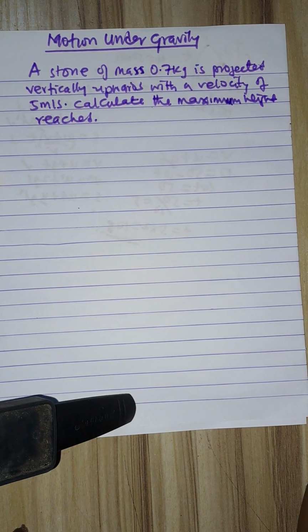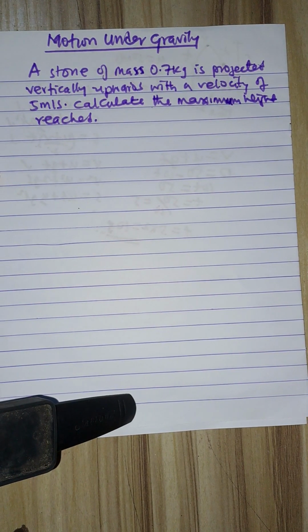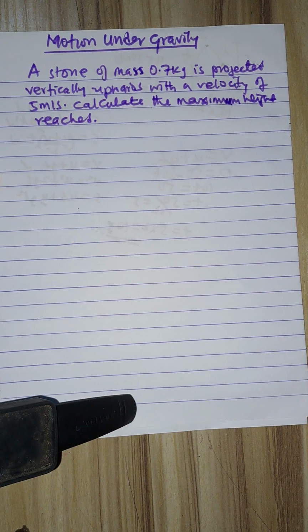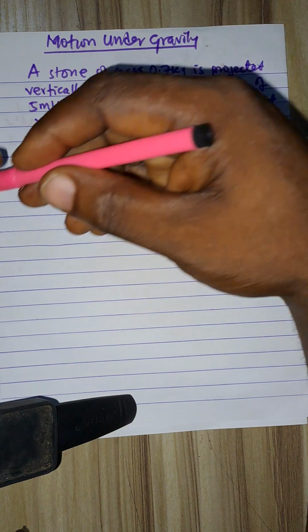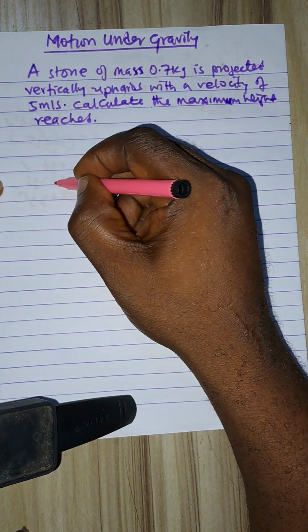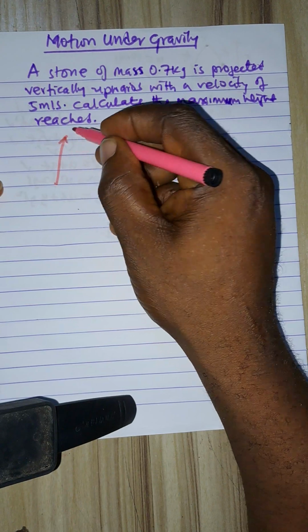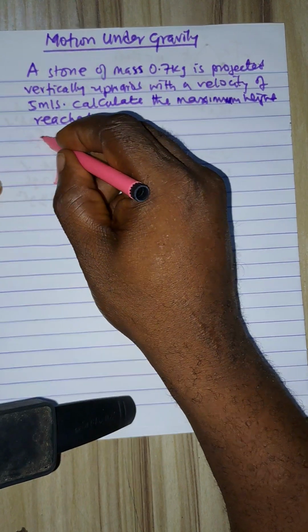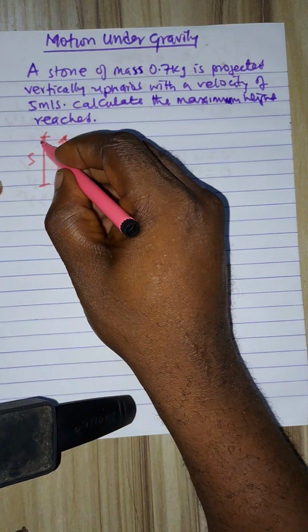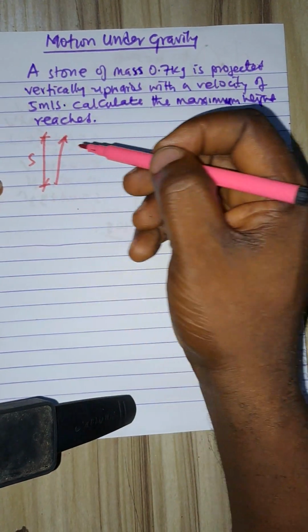Okay, let's solve this problem. A stone of mass 0.7 kg is projected vertically upward with a velocity of 5 meters per second. Calculate the maximum height reached. Okay, it says the stone is projected, and it gets to a height S. So we should calculate this height.